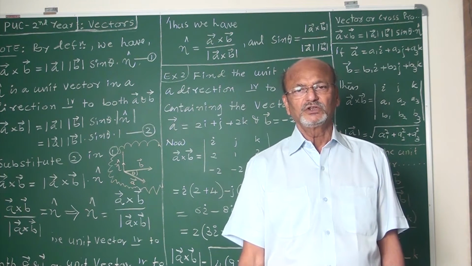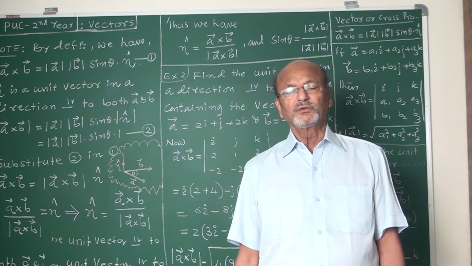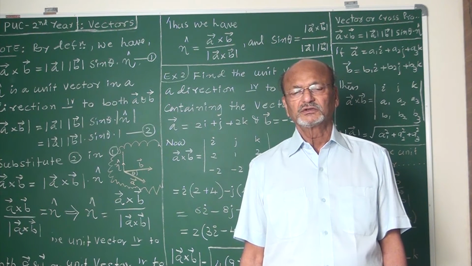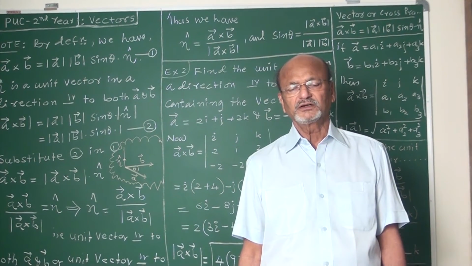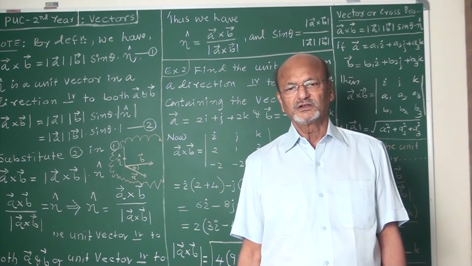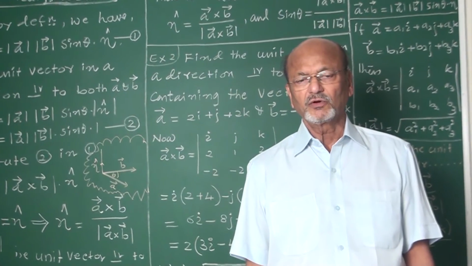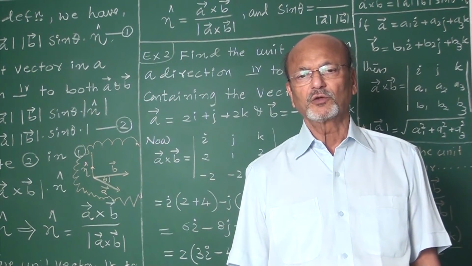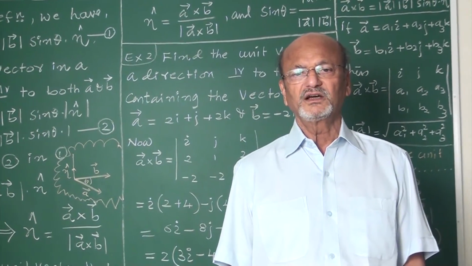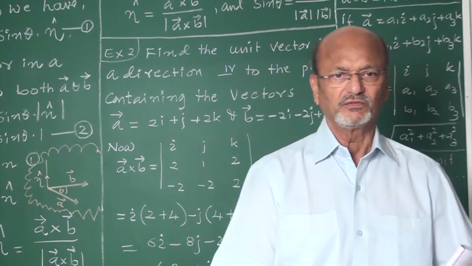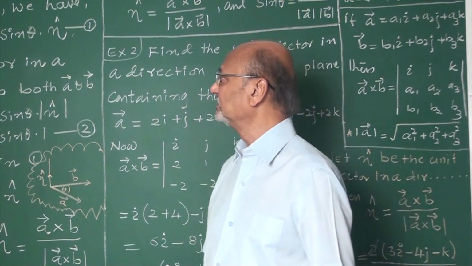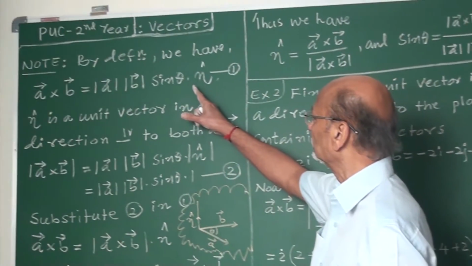Friends, we are doing with vectors. In the previous video class, we have done with cross product or vector product of two vectors A and B. From that, we deduced the formula to find the sine of the angle between the vectors A and B. This is by definition of what?